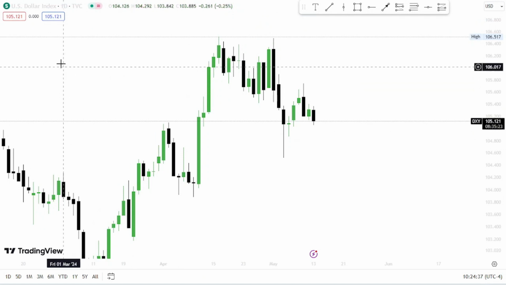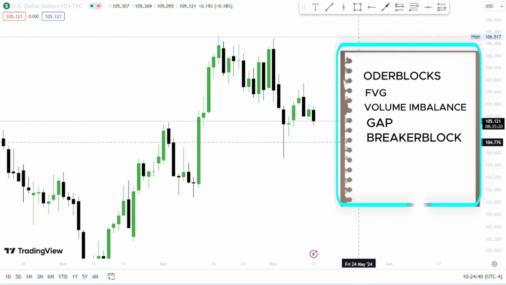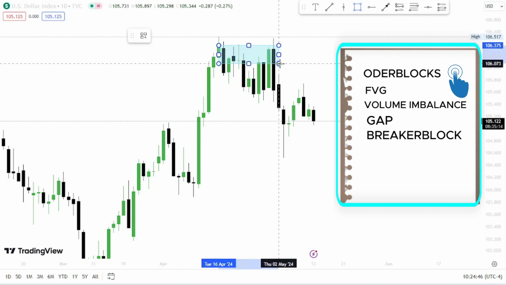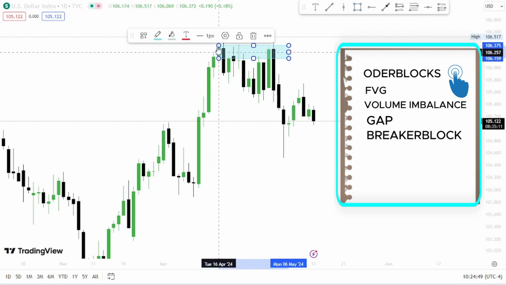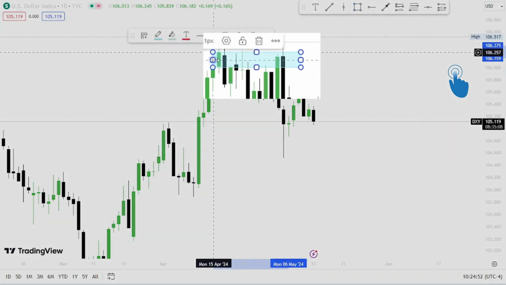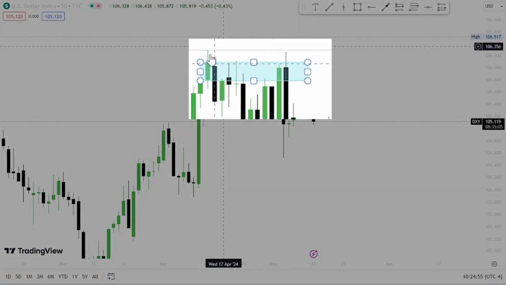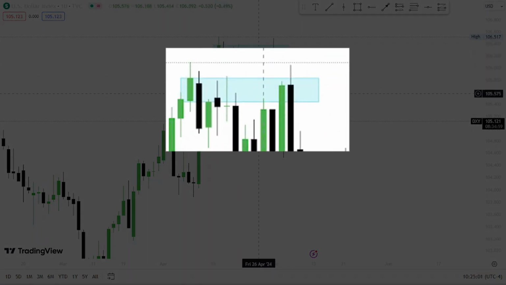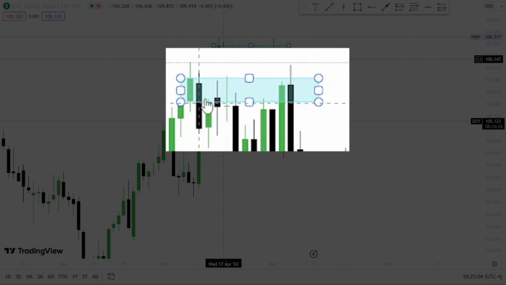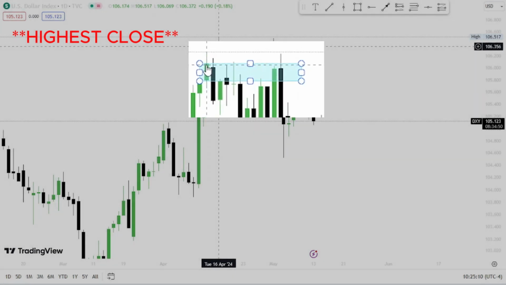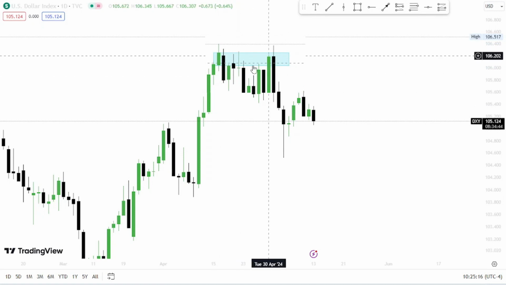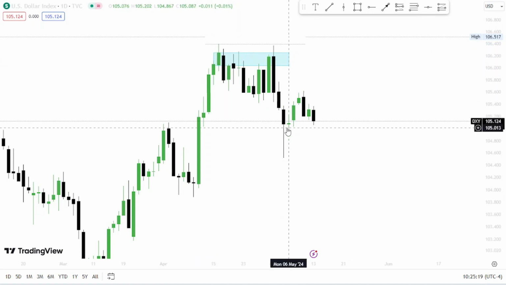We are on the dollar index. The first PD array we are going to look at, it's an order block. This right here, it's an order block. Now an order block is the last up close candle before the down move with the beefiest body and the closest high. So as you can see, the market went down, broke structure, then came and retested this order block and went down.